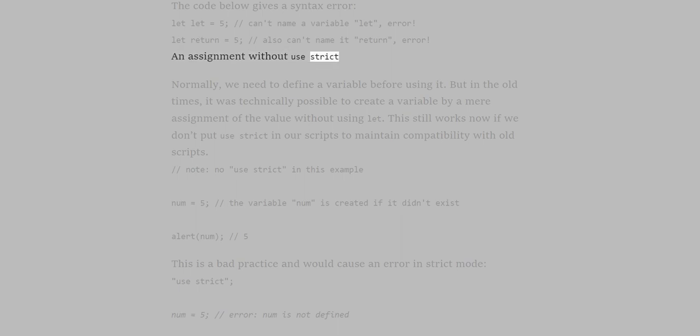An assignment without use strict. Normally, we need to define a variable before using it. But in the old times, it was technically possible to create a variable by a mere assignment of the value without using let. This still works now if we don't put use strict in our scripts to maintain compatibility with old scripts.